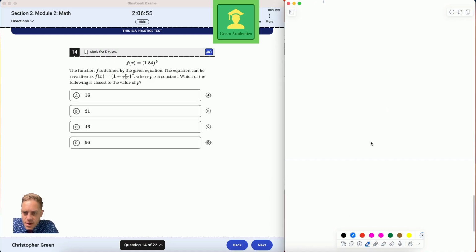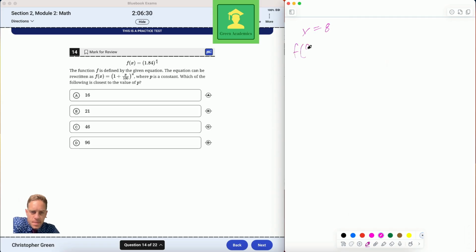Function f is defined by the given equation. The equation can be rewritten as f of x equals quantity 1 plus p over 100 to the x, where p is a constant. Which of the following is closest to the value of p? I might be inclined to think of this by example. So for lack of a better plan, let me imagine that x itself was the number 8.